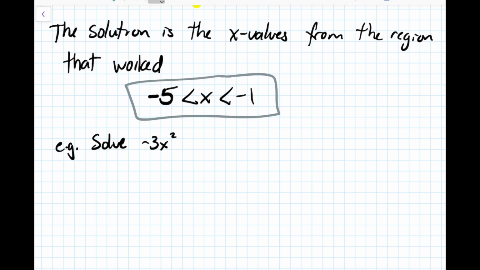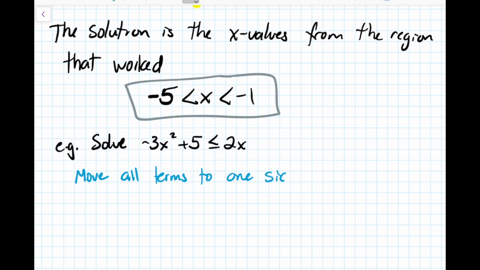So we've got -3x² + 5 ≤ 2x. If we're going to be solving this, remember for quadratics, we do need everything to be on the same side of the equation, or in this case, the inequality. So our first step should be to move all terms to one side. We need to make sure this thing equals 0.